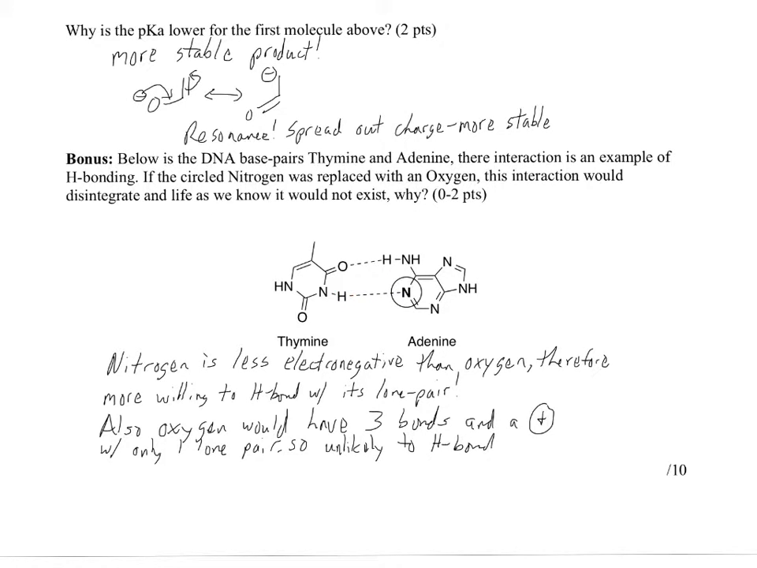Also, if you're just practically thinking about it, if you put an oxygen there, that oxygen would have 3 bonds, and then it would have a plus charge, and only 1 lone pair, and it'd be really unlikely for it to ever want to share those lone pairs if it already has 3 bonds and has a plus charge.